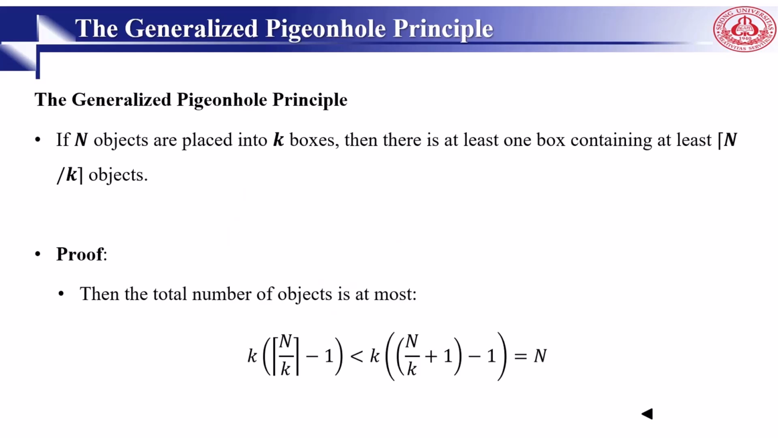Here we can see the generalized pigeonhole principle. We say that if we have n objects and k boxes, then there is at least one box containing the ceiling of n divided by k objects. So how do you prove this? Again, we go for contraposition.